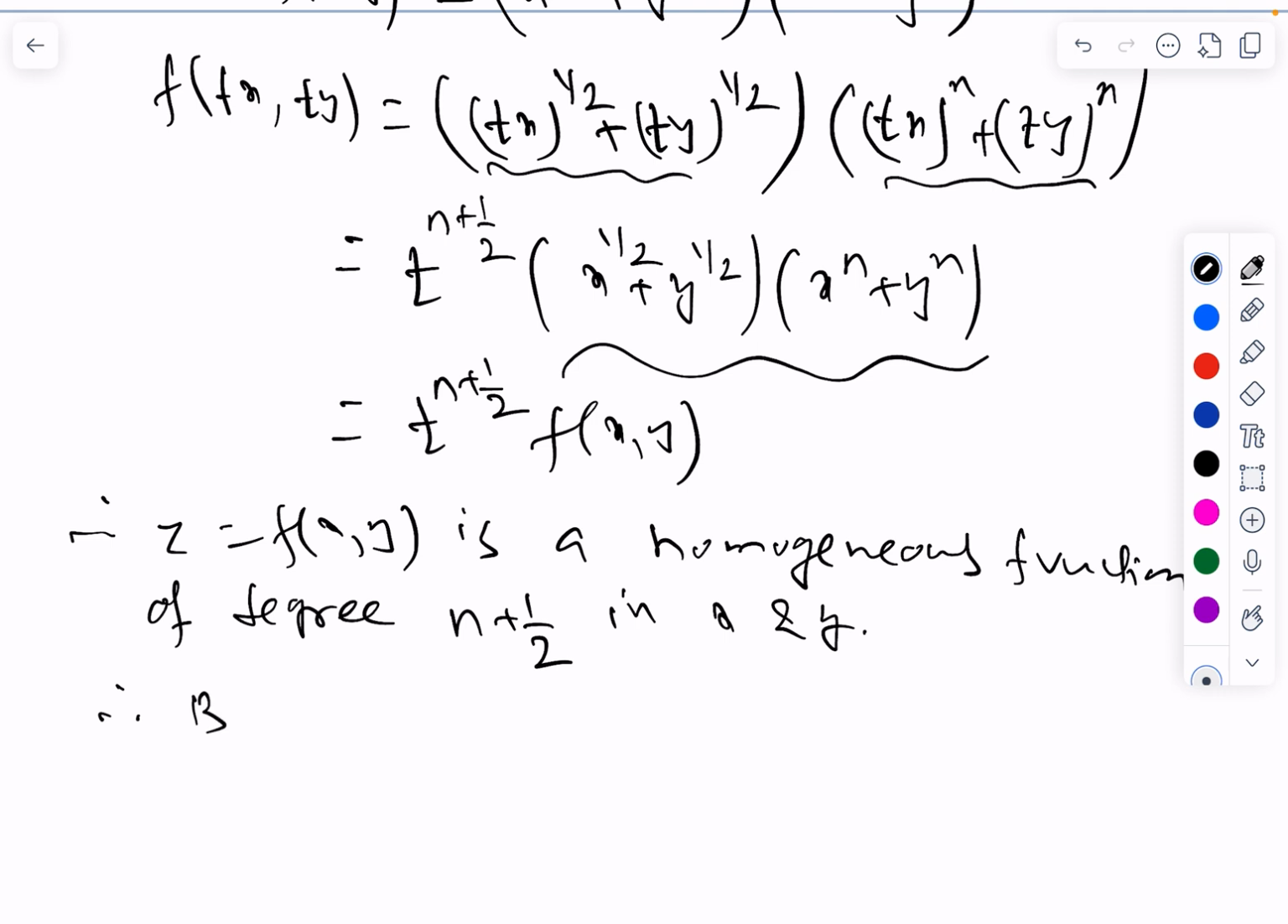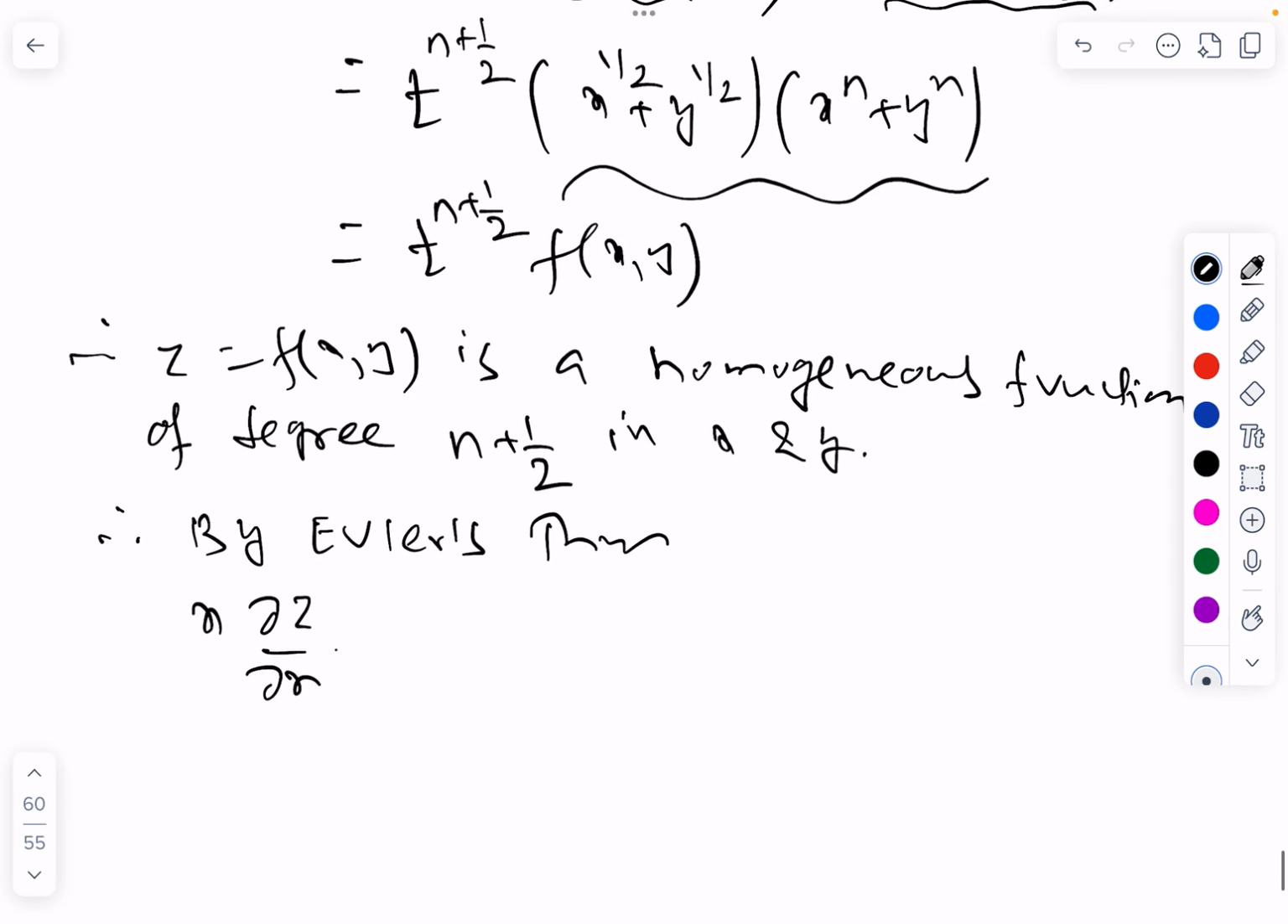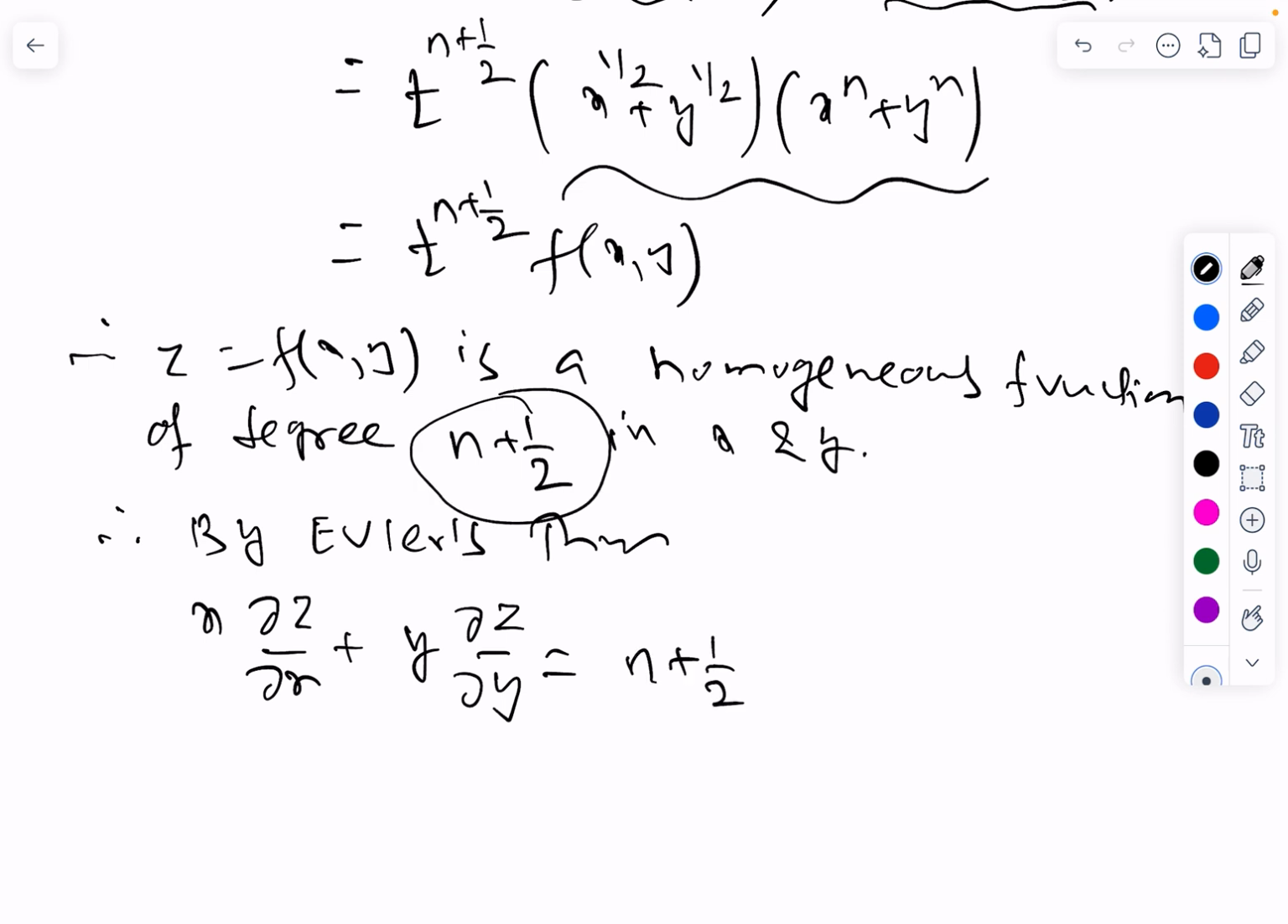And therefore, by Euler's theorem, x times ∂z/∂x plus y times ∂z/∂y equal to n times z, but that n is the degree of homogeneity. And here we have the degree of homogeneity as n plus half. So that is (n + 1/2) times z.